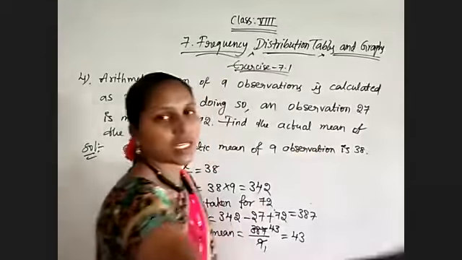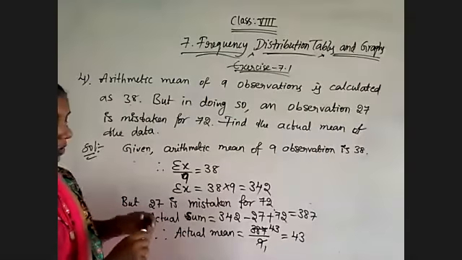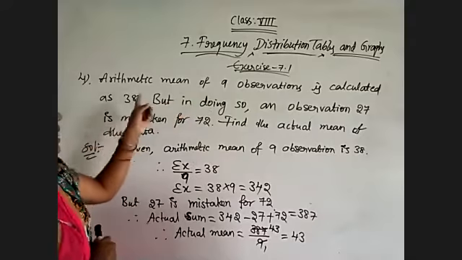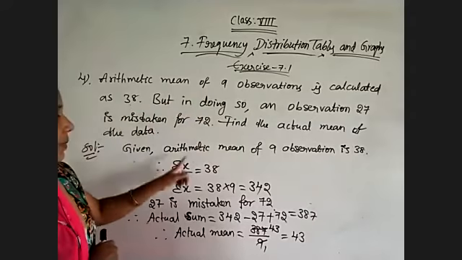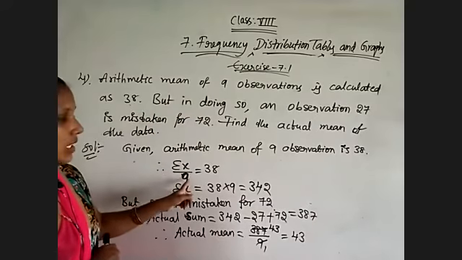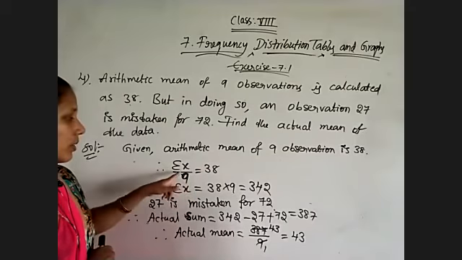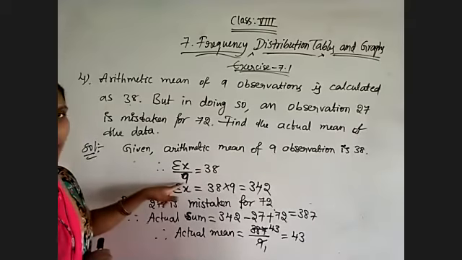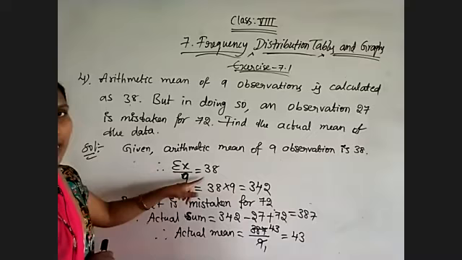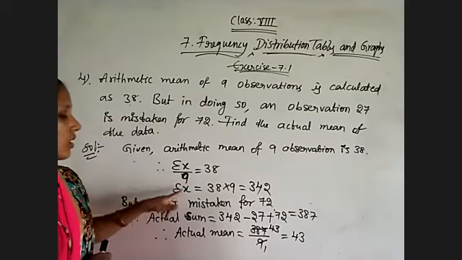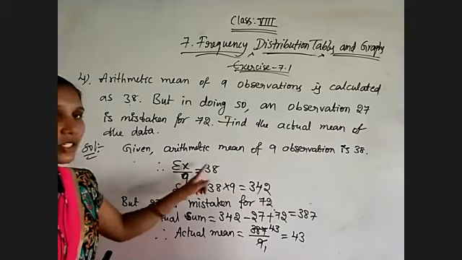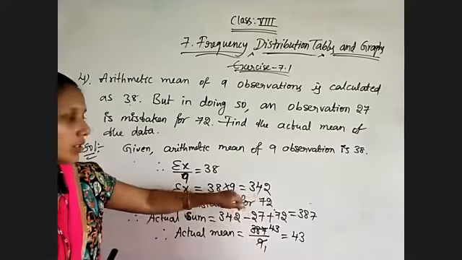Once again, observe the question here. They have given that there are 9 observations in total and their mean is equal to 38. So the sum of the observations we need to find, taking the number of observations as 9. Sigma x by 9 is equal to 38, given. Then sigma x will be equal to 9 into 38, which is equal to 342.